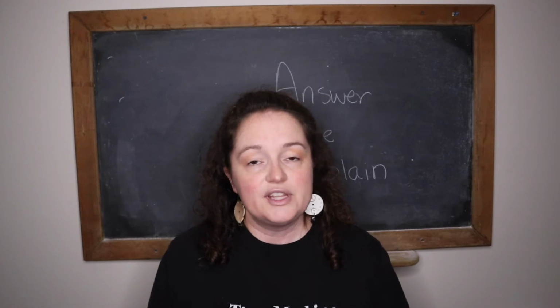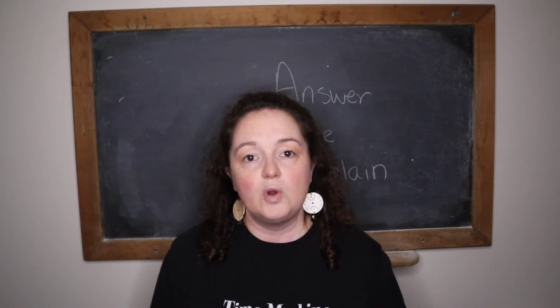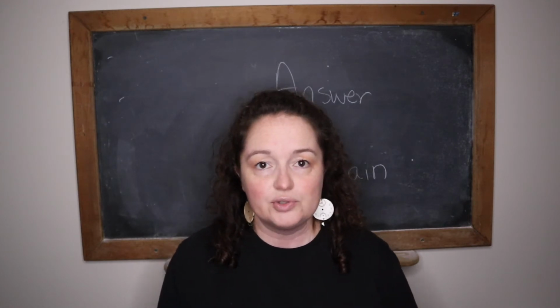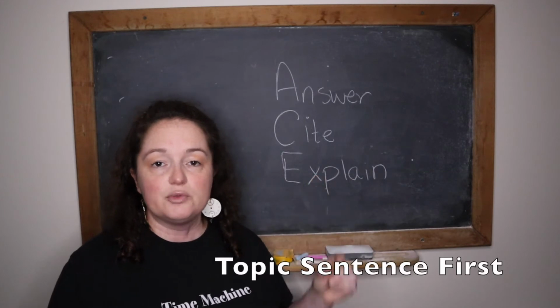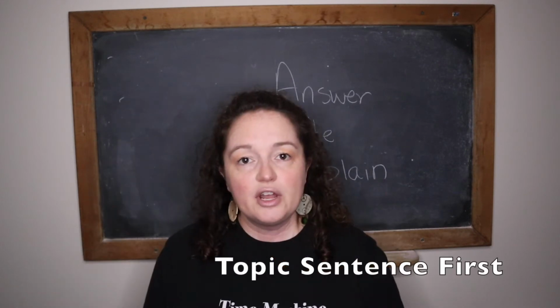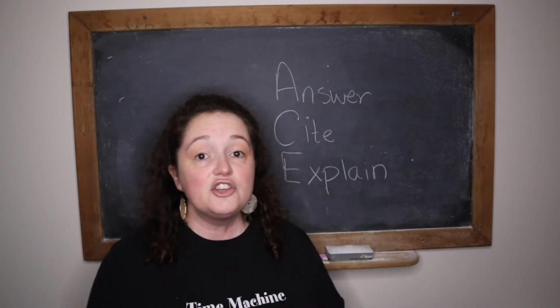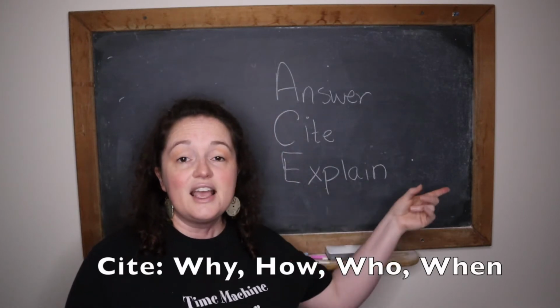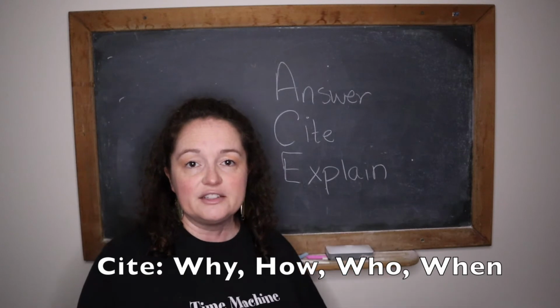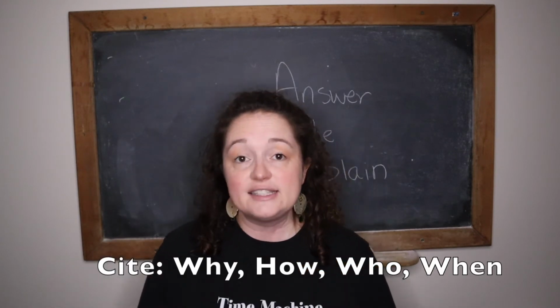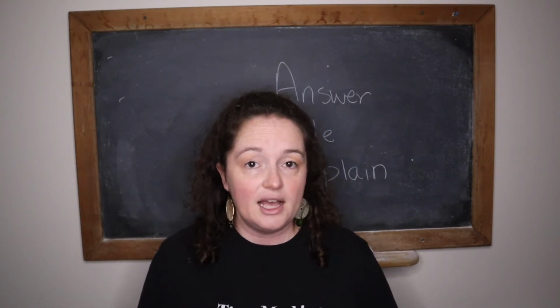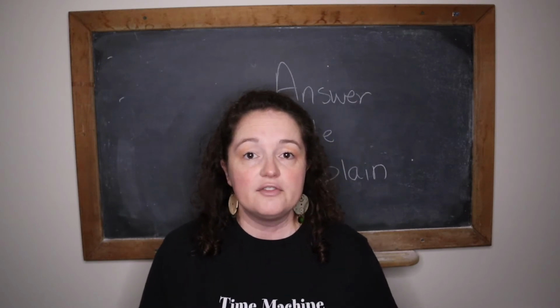If I were going to choose that the result of the Holocaust was the death of 6 million Jews, I would first answer my question with a topic sentence. One result of the Holocaust was the death of 6 million Jewish people. Then you're going to cite evidence and explain your evidence. Start with Hitler and cite the reasoning behind his starting of the Holocaust.